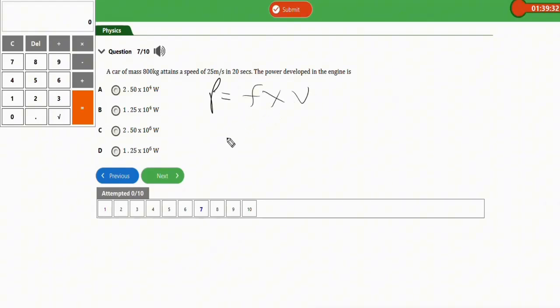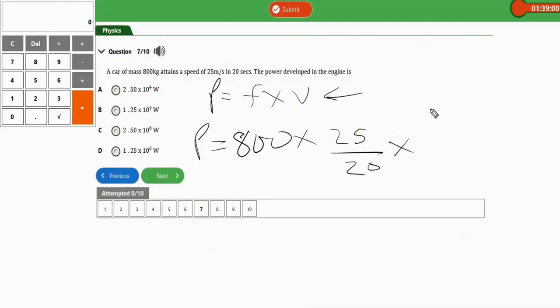Okay, so in this question we have the power will be, now you know that force is mass times acceleration, so you're going to have 800, which is the mass, times acceleration, which is velocity over time. So the velocity here is 25, over time, which is 20 seconds. This is for acceleration. Then you need to include the velocity here times another 25, over 1. This is how you can solve this question.